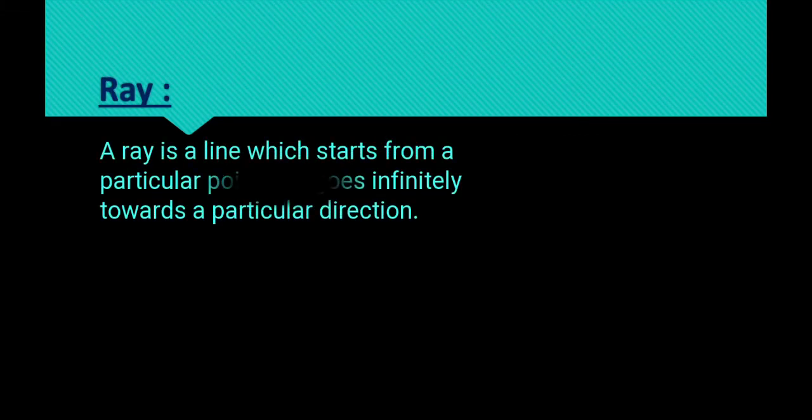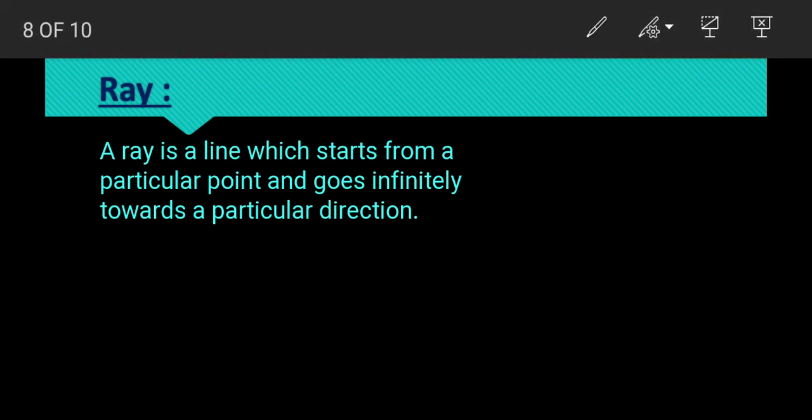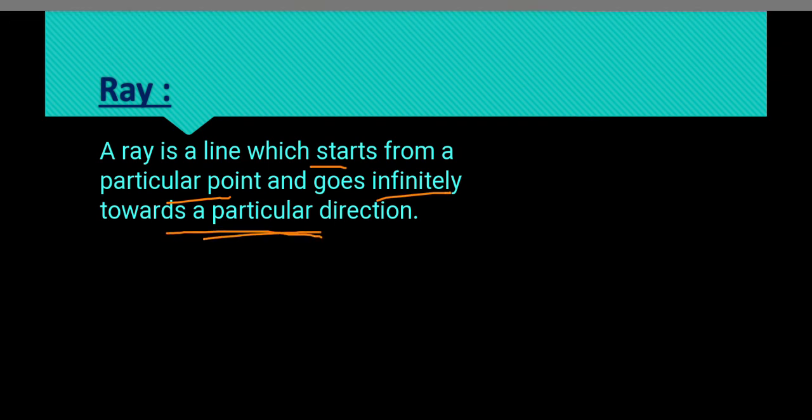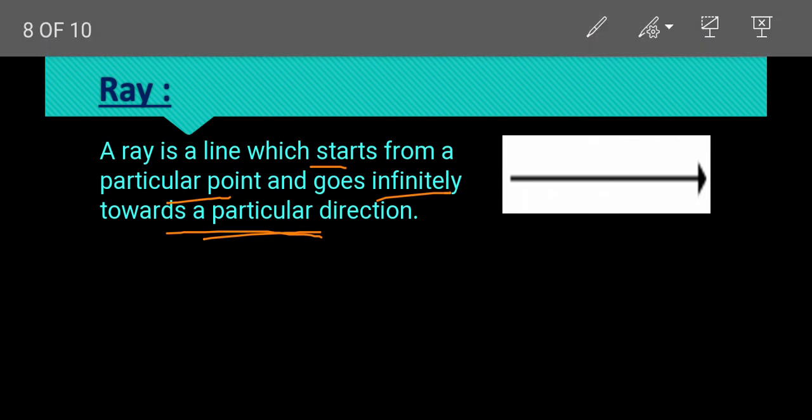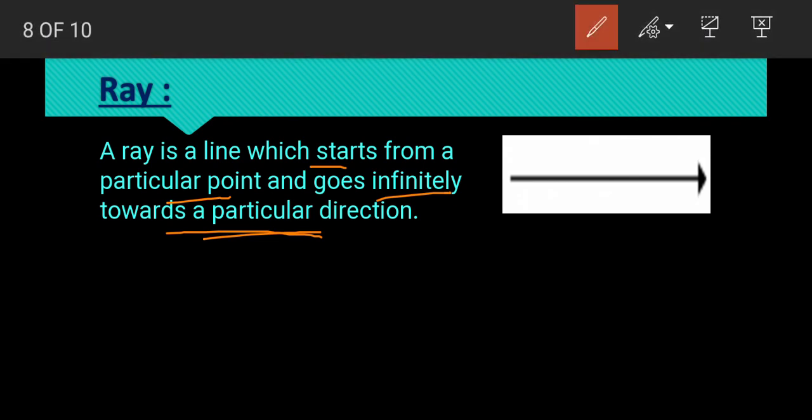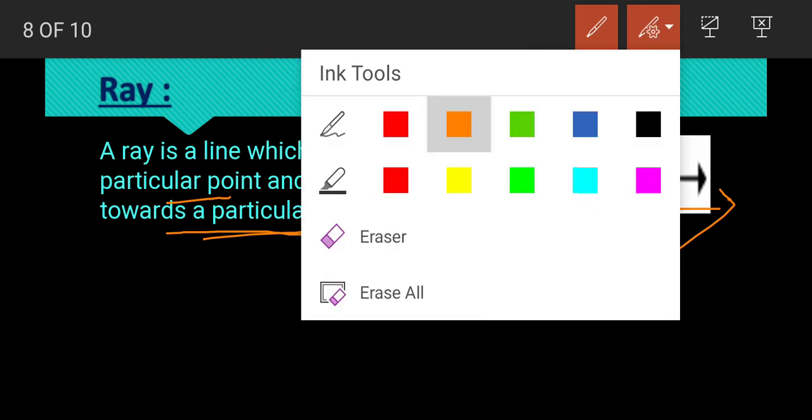Now come to rays. A ray is a line which starts from a particular point and goes infinitely towards a particular direction. So you can say that it has a starting point but no ending point. Look at this one. It starts from here and goes endlessly in one direction. So a ray has a starting point but no ending point.